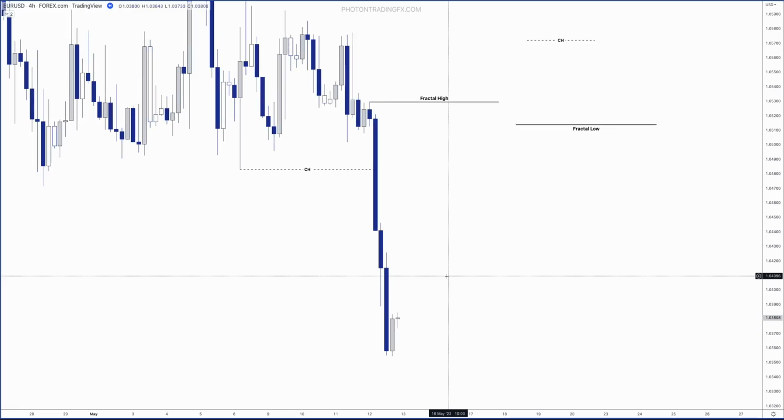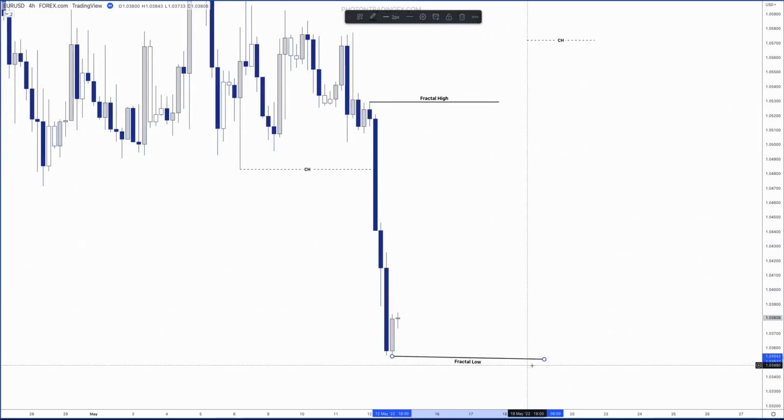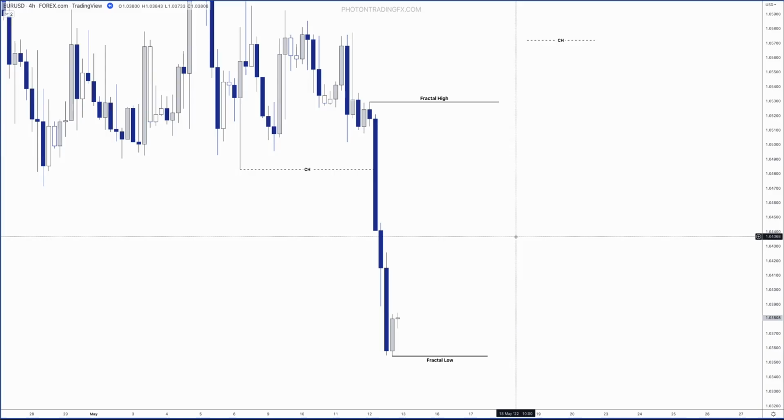So next candle along, now we finally have that confirmed fractal pullback. Why? Well, because this candle failed to break the previous candle's low, right? So that means we have now had that fractal pullback, and now we can actually confirm that this is the fractal low. So now we know the range that we are trading within.